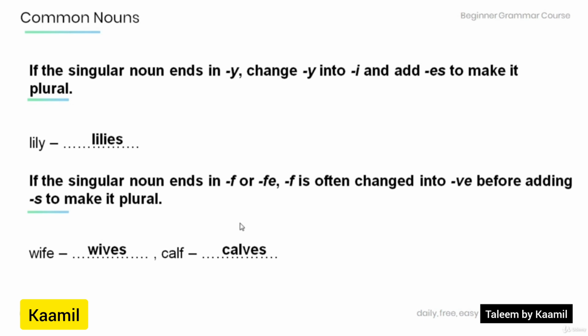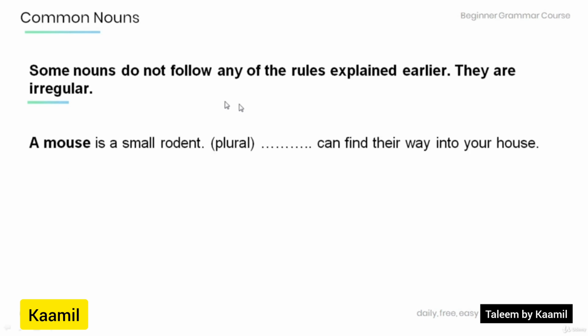Okay, so some nouns do not follow any of the rules explained earlier. They are irregular. For example, a mouse is a small rodent. Try to make it plural in this following sentence. Mice can find their way into your house.